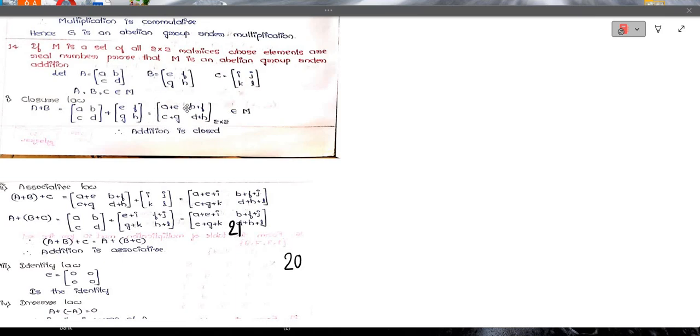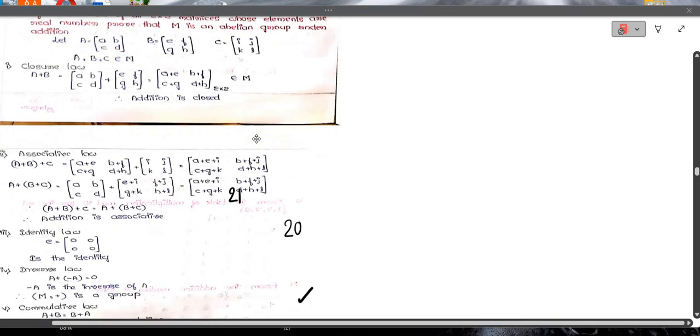Observe this resultant matrix. These are all again real numbers. Why? These elements are real numbers, and these are also real numbers. Addition of two real numbers is again a real number. That too, this matrix order is 2 by 2. Therefore, if A, B are two elements of M, A + B is an element of M. Therefore, closure law with respect to addition is satisfied.